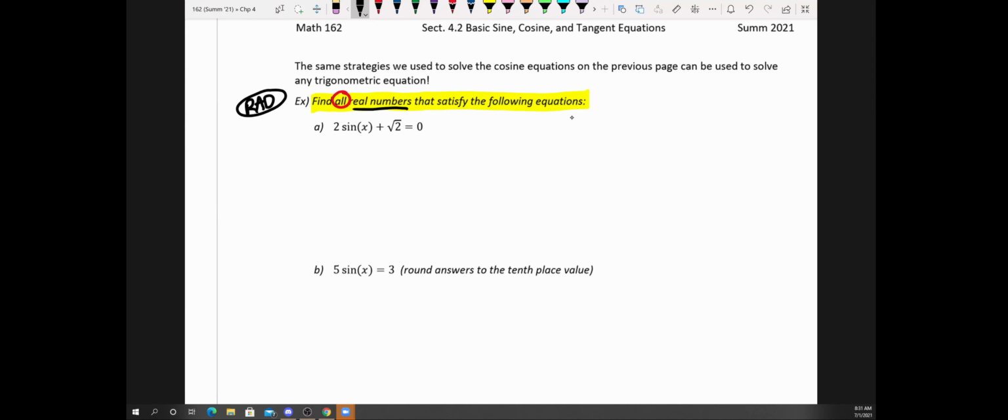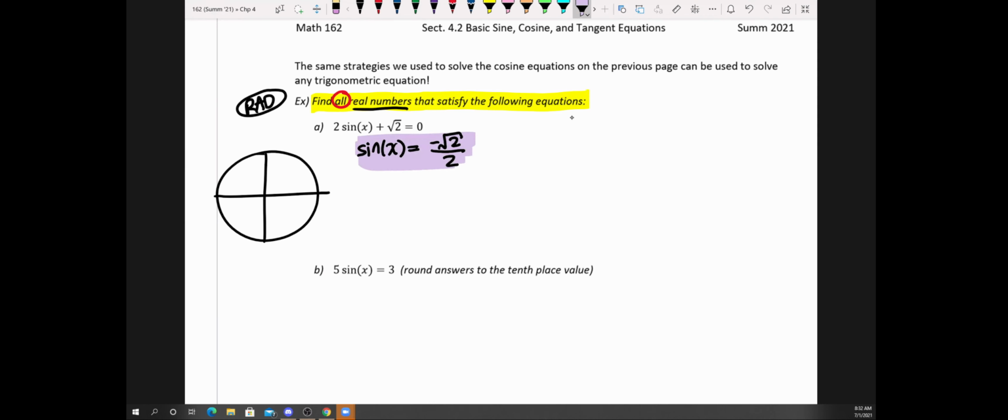Step 1, isolate the trig function. So let's start with Hector. Hector, when we get sine of x by itself, what is sine of x equal to? It should be square root 2 over... I mean, negative square root 2 over 2. That's right, because we do negative root 2 and then divide by 2. Yes. Thank you, Hector.